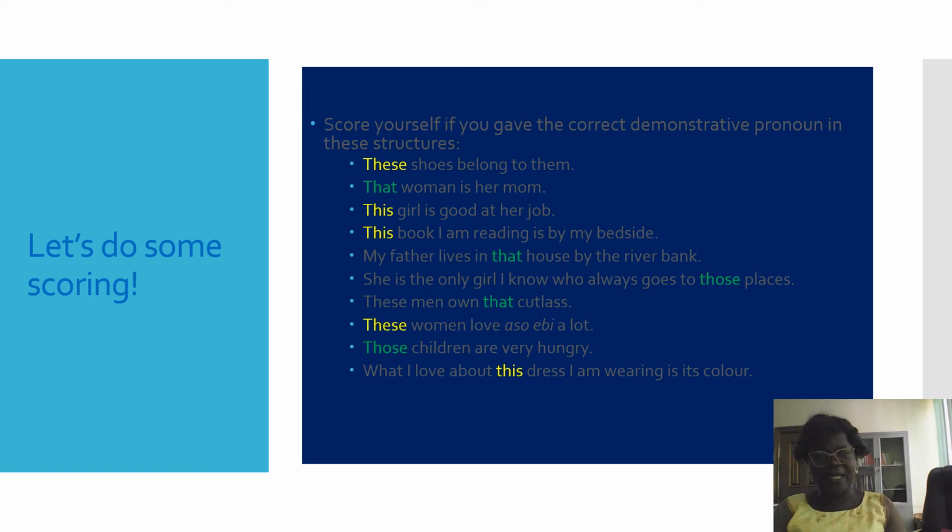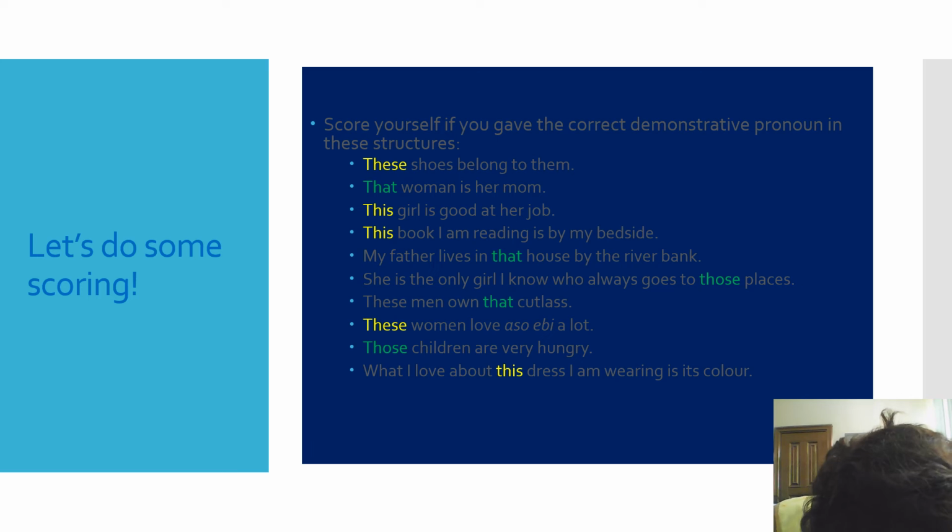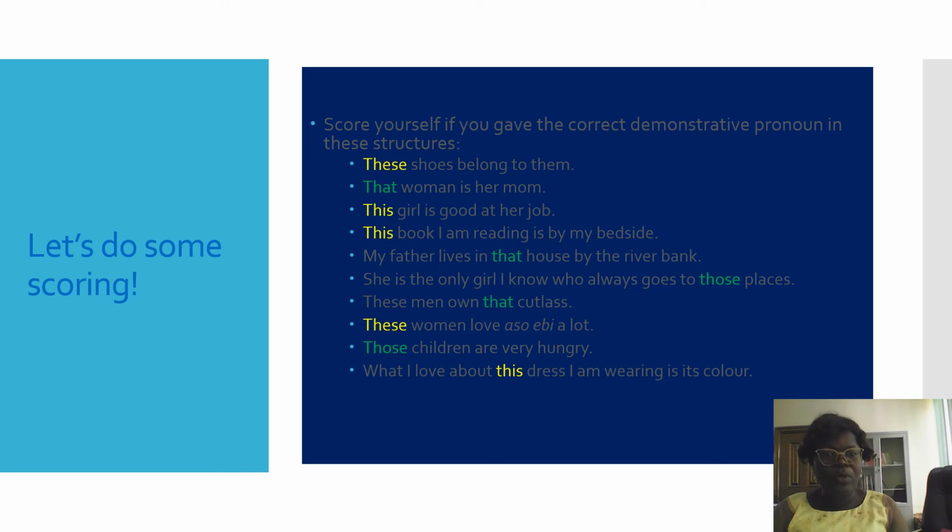Now score yourself and let us see against this example and the answers I've given here. These shoes belong to them. That woman is her mom. Because the first one says shoes, you cannot use this; you have to use these. I'm trying to see the comment there. Because woman is only one, we can use that. Girl is one, so this again will fit in there. But when you say places, those is what will fit in there.